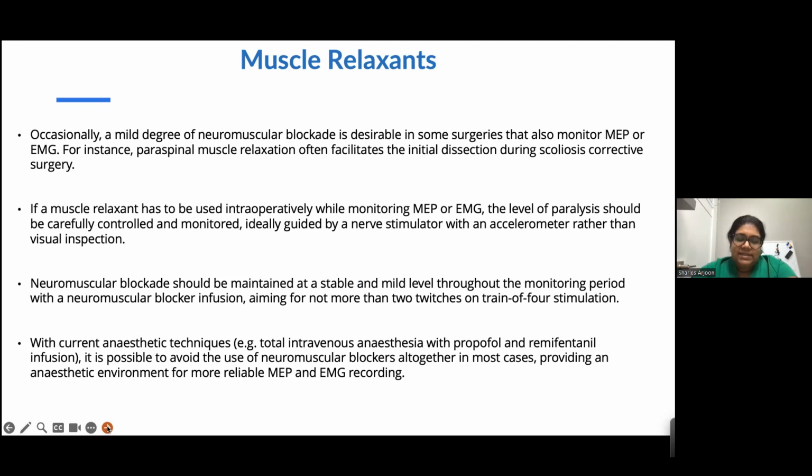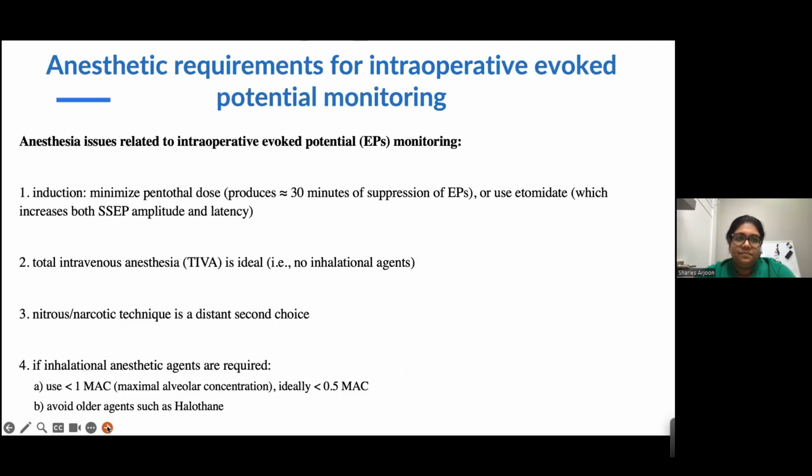With current anesthetic techniques, such as TIVA with propofol and remifentanil infusion, it is possible to avoid the use of neuromuscular blockers, in most cases providing an anesthetic environment for more reliable MEP and EMG recording. So that summarizes the anesthesia issues relating to intraoperative monitoring.